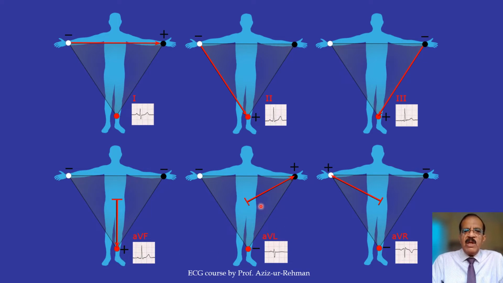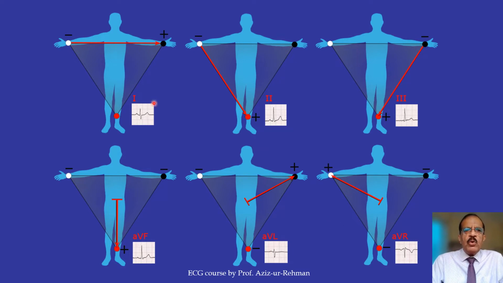And this is actually AVL. AVL is again a unipolar lead and the positive terminal is the left arm. And this is AVR. AVR is a unipolar lead and this is represented by the right arm. So we now have 6 leads: 1, 2, 3, AVR, AVL, AVF. All 6 leads represent the frontal plane.